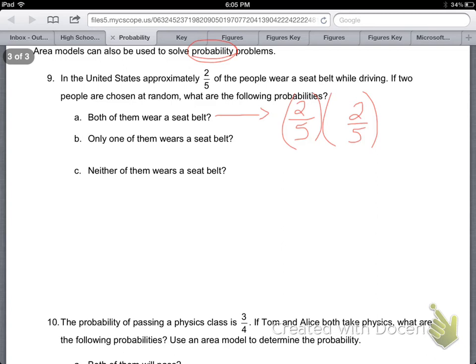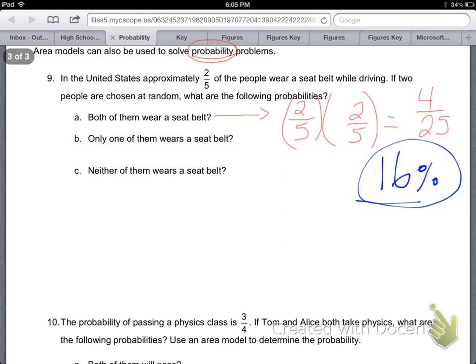Or you can just know how to multiply straight across, which would give you 4/25. Four out of 25, a 4 out of 25 chance that they both wear seatbelts. Which, if you put in the calculator, gives you 16%. If you don't know how I get this 16%, ask me tomorrow, please. So that'd be for A.